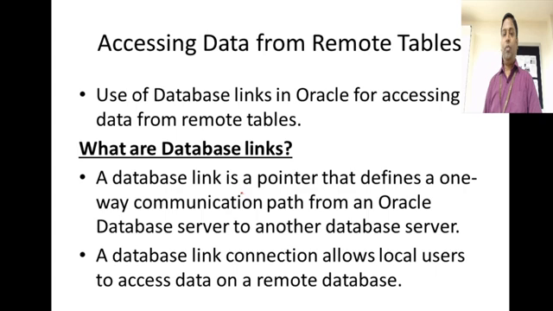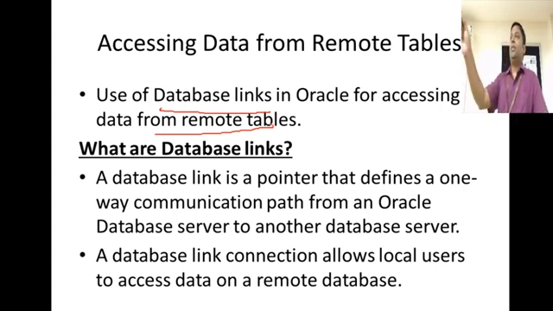So for that, what we are going to use in Oracle is database links. Database links in Oracle are used for accessing data from remote tables. So I have a database running here, and I have a database running in some other place. From here, I can access that database, the table inside that database. I can query that. So the concept that is used for that is database links.